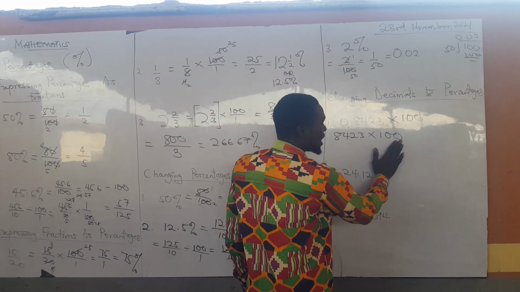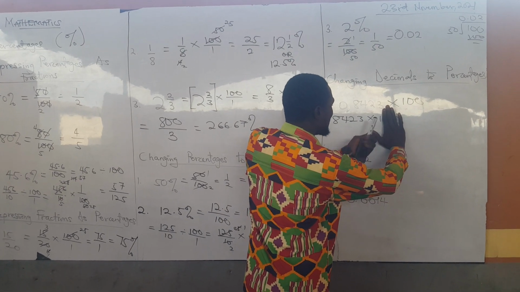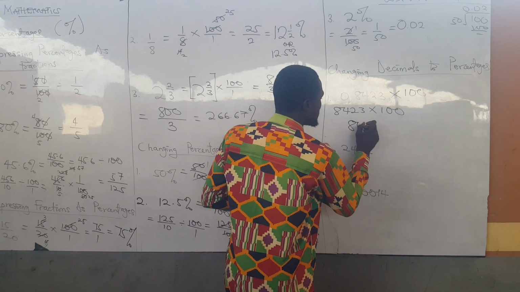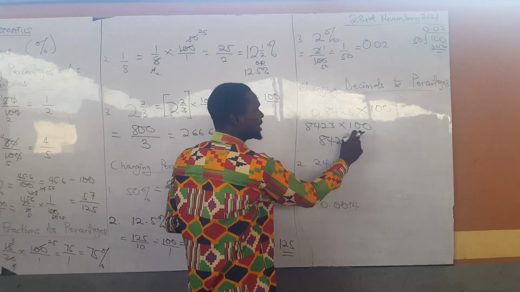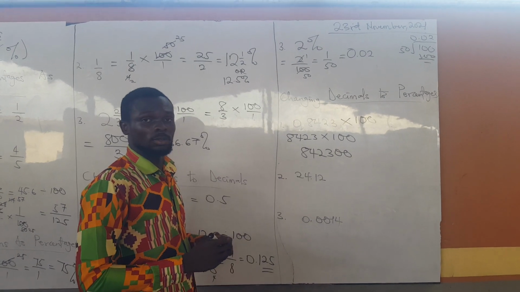Because there are zeros here, cover the 2 zeros. Any number times 1 is the same number. So this number times 1 will give me the same number. But because there are 2 zeros, you bring them there, giving you this value.